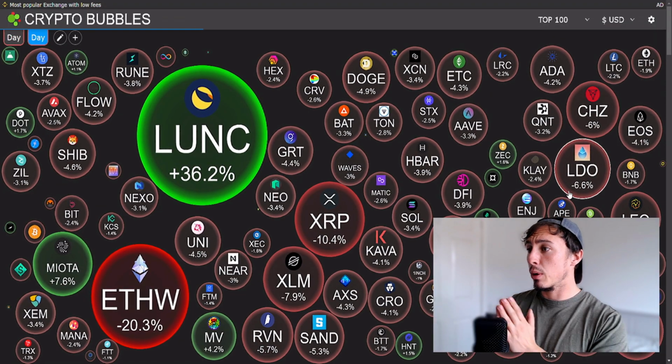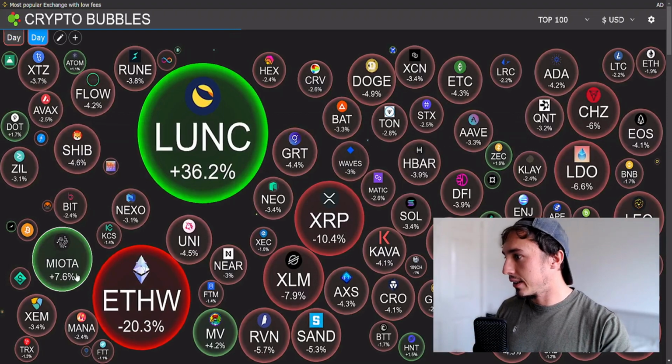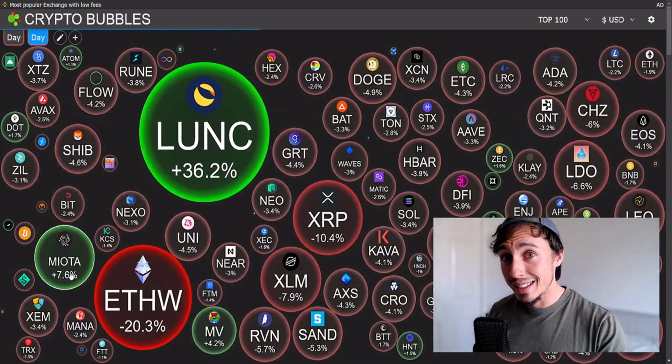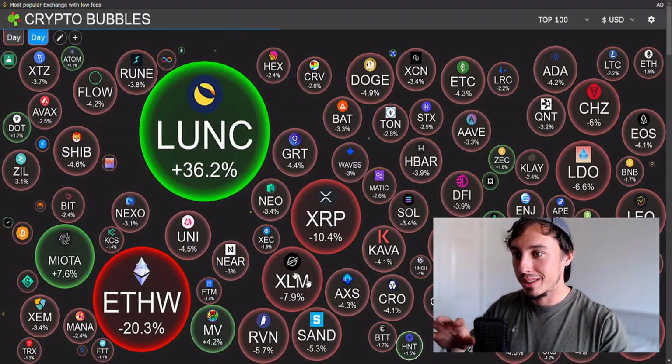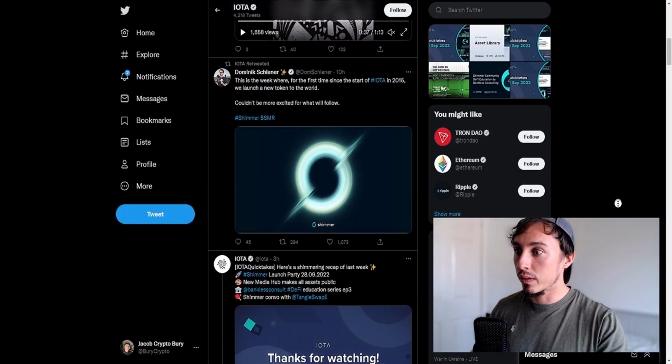So looking at Crypto Bubbles, we've had a lot of things pump. We can see MIOTA right here on the left is still up 7.6% and still in the crypto spotlight amongst a few others. So let's check out what's going on. Why do we think we've got this pump?